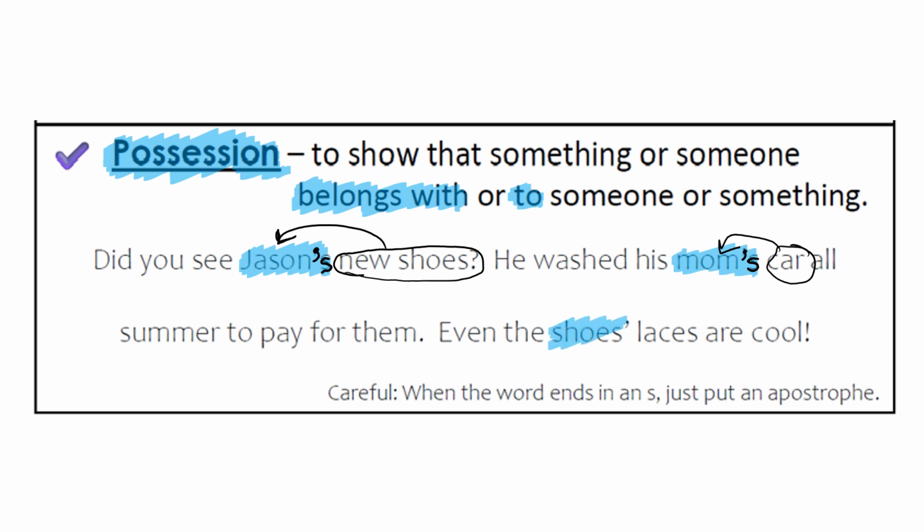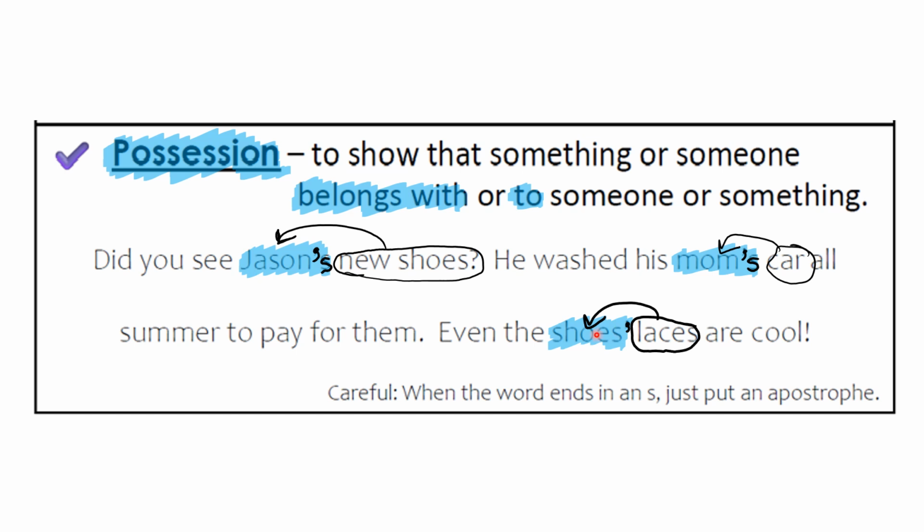And then in our last sentence, it says, even the shoes' laces are cool. Now this one looks a tiny bit different because it does have the apostrophe, but there's no S at the end. The reason for that is there's already an S at the end of the word shoes. So we say the shoes' laces are cool. And when we look at this one, we see the thing that goes with the shoes, that belongs with them, are the laces. They're the laces that belong with the shoes.